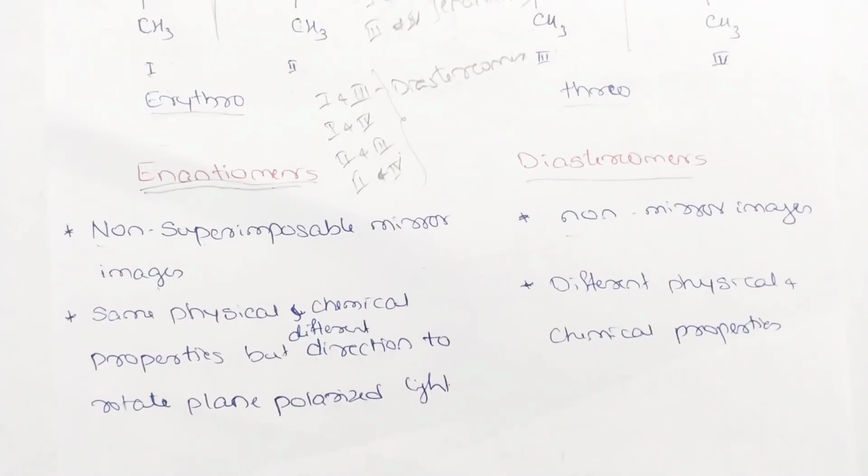Enantiomers have the same physical and chemical properties, but the direction in which they rotate plane polarized light is different. In diastereomers, physical and chemical properties are different.